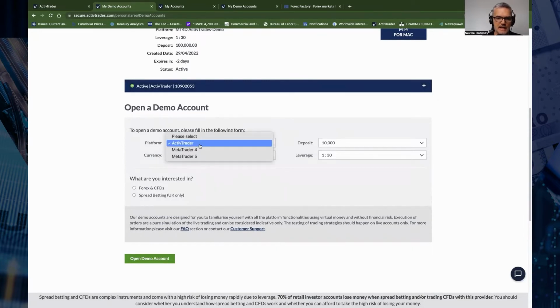We can choose Active Trader again, because I like using that platform. There is an option to use MetaTrader 4 and MetaTrader 5. You can choose your deposit. This time, rather than going for 20,000, I'm going to go with 10,000.